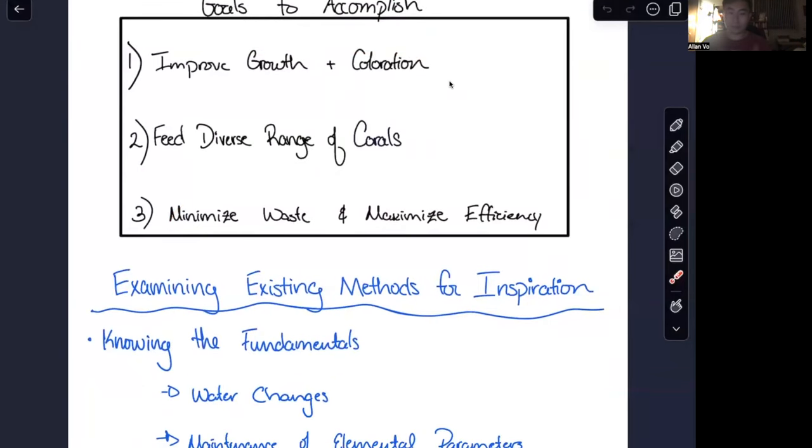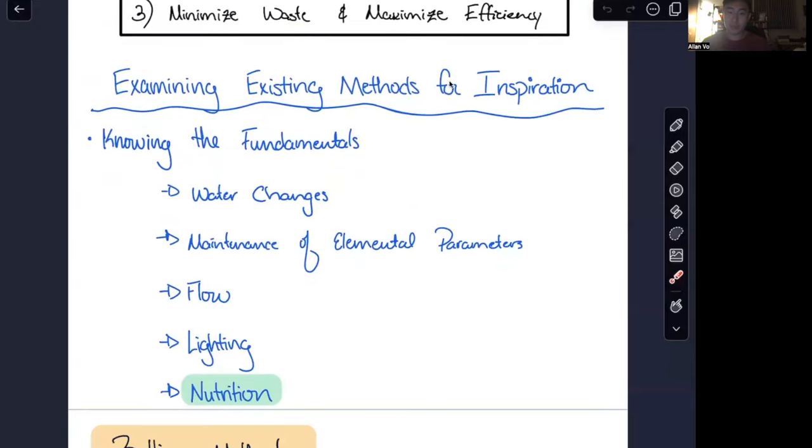So, as we dive in, I wanted to examine some existing methods just for inspiration. What it really boils down to is you have to understand the fundamentals of reef keeping, what water changes do and don't do, the maintenance of elemental parameters like calcium, magnesium, strontium, fluoride, a lot of individual tiny minute things that you really wouldn't think about otherwise, but maintaining them in the right parameters is quite key in achieving optimal coral color, in my belief. And not just coral color, the biology as well within a reef system. A lot of these processes require these minute trace elements to actually occur.